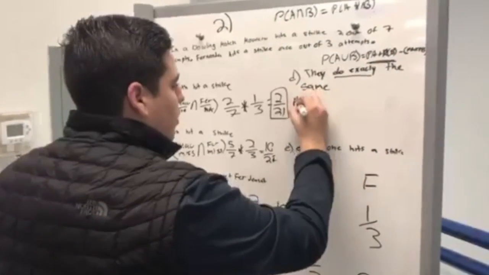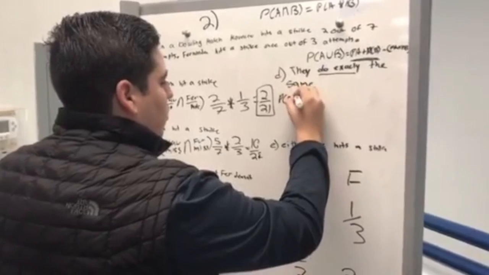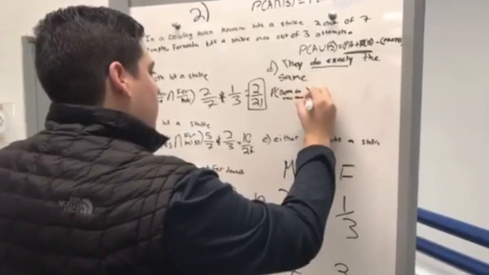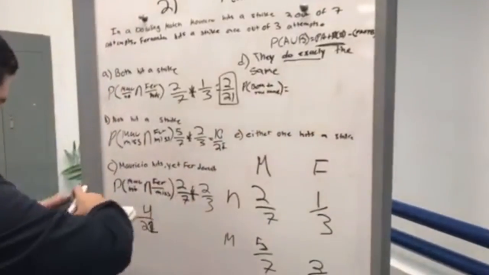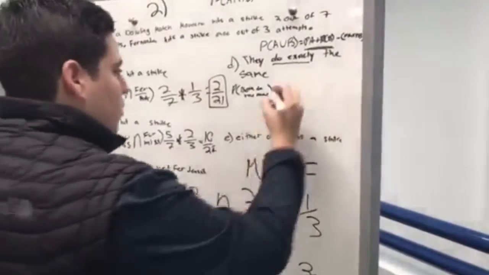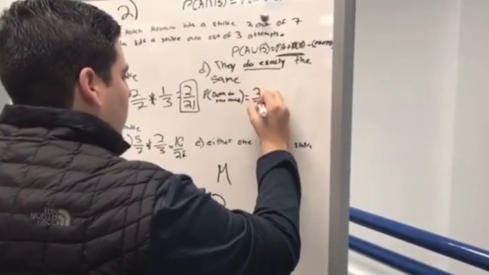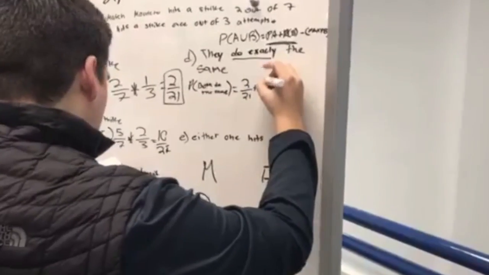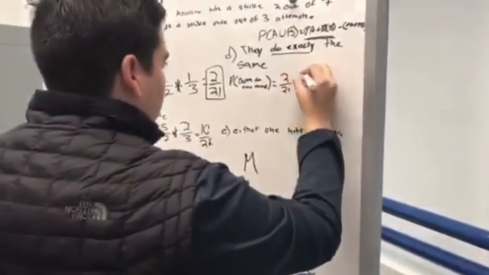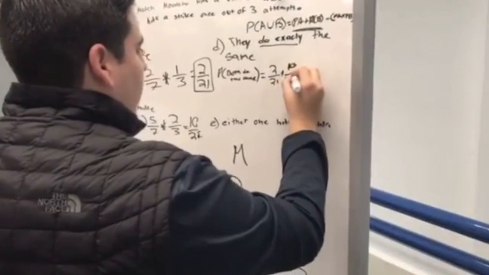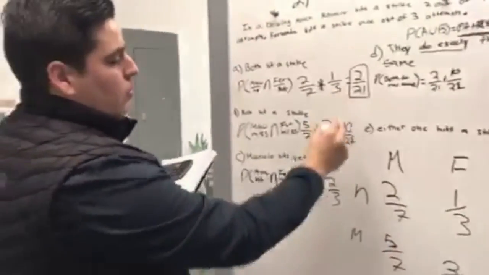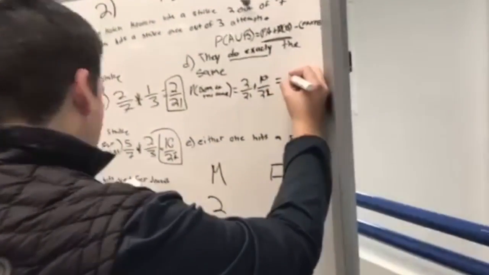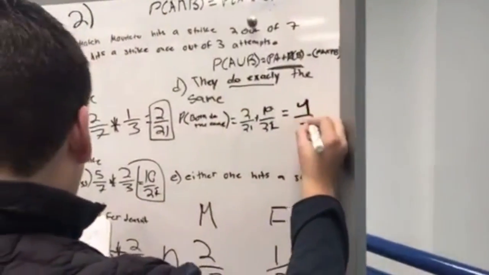So P both do the same equals 2 over 21 plus this one, that is 10 over 21. In this problem, you will use the same numbers you gathered before, and this will give us a final answer of 4 over 7.